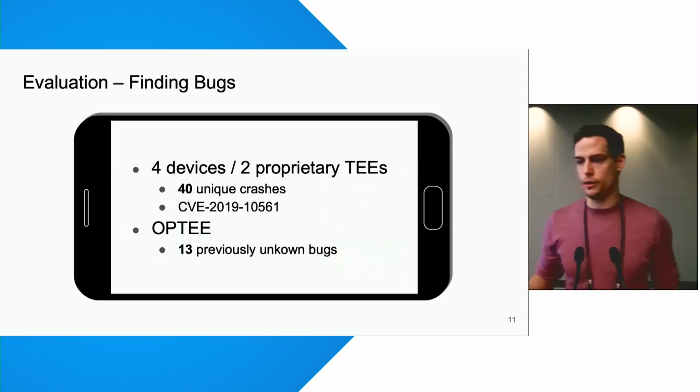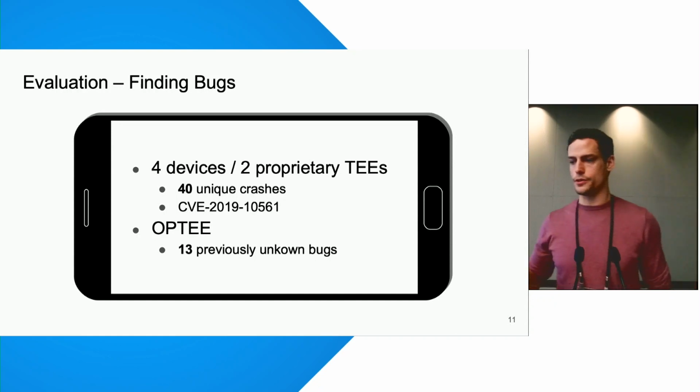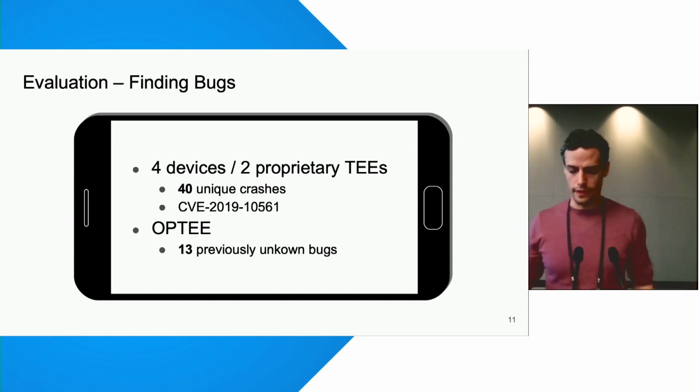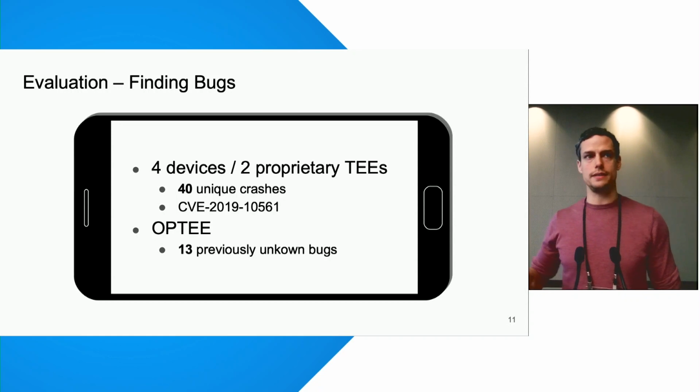So a couple of highlights of our evaluation. First, the bugs that we found. We fuzzed on 4 different devices, covering 2 different proprietary trusted execution environments. We found 40 unique bugs and got 1 CVE assigned by Qualcomm.